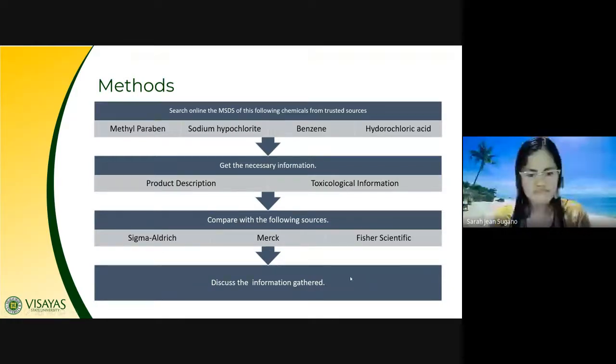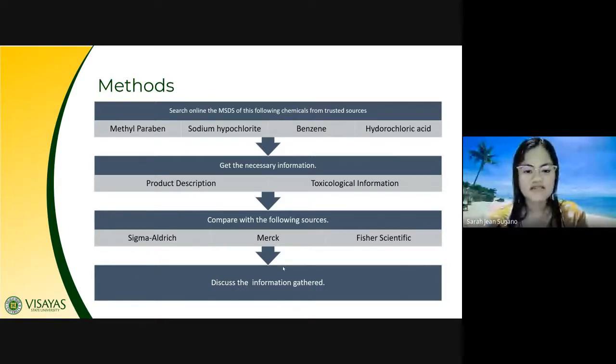So the following sources are just three that you have to include, so it won't be too many and very overwhelming. You have to search for the MSDS from Sigma Aldrich, Merck, and Fisher Scientific for these chemicals: methyl paraben, sodium hypochlorite, benzene, and hydrochloric acid. The information you will get is the product description and toxicological information. And then you have to discuss the information gathered.